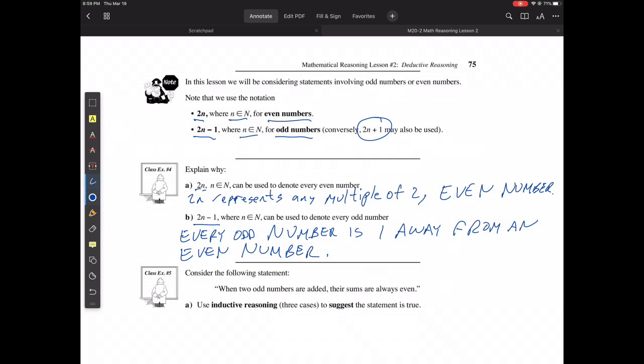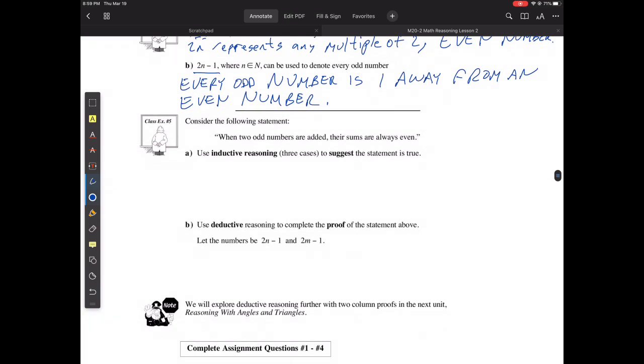All right. So when it says, when two odd numbers are added, their sums are always even. First, we're going to use inductive reasoning. We're going to pick 3 cases and see if it works. So I'm going to pick 2 odd numbers. Well, if I have 1 plus 5, then that's going to be 6, which is even. If I have 3 plus 11, that's going to make 14. That is also even. And if I pick 5 plus 7, that's going to give me 12, and that is also even.